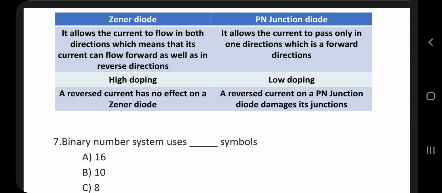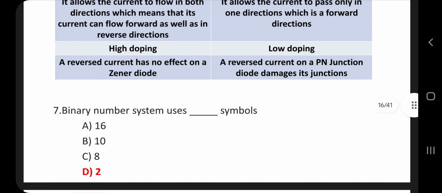The difference between Zener diode and PN junction diode: a Zener diode allows the current to flow in both directions, which means its current can flow forward as well as in reverse direction. But a PN junction diode allows the current to pass only in the forward direction. Zener diode is highly doped, and for a PN junction diode low doping is required. A reverse current has no effect on a Zener diode. A reverse current on a PN junction diode damages its junction.